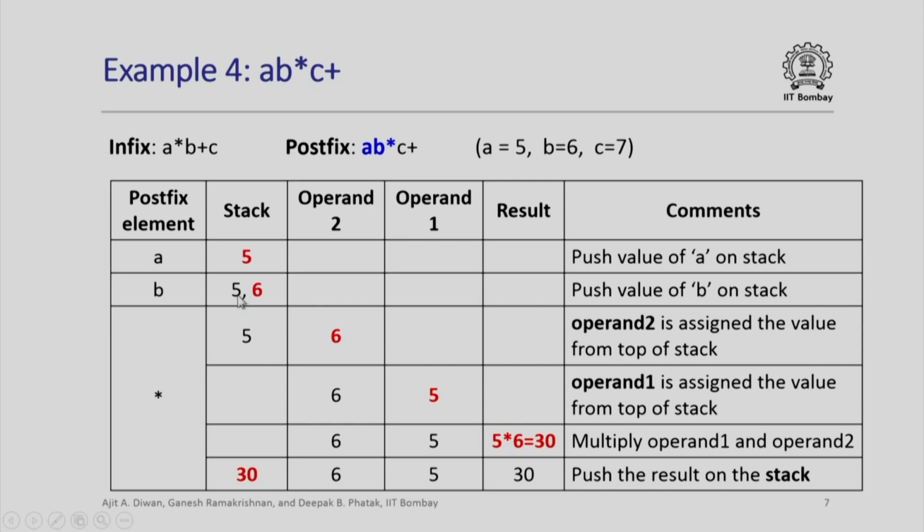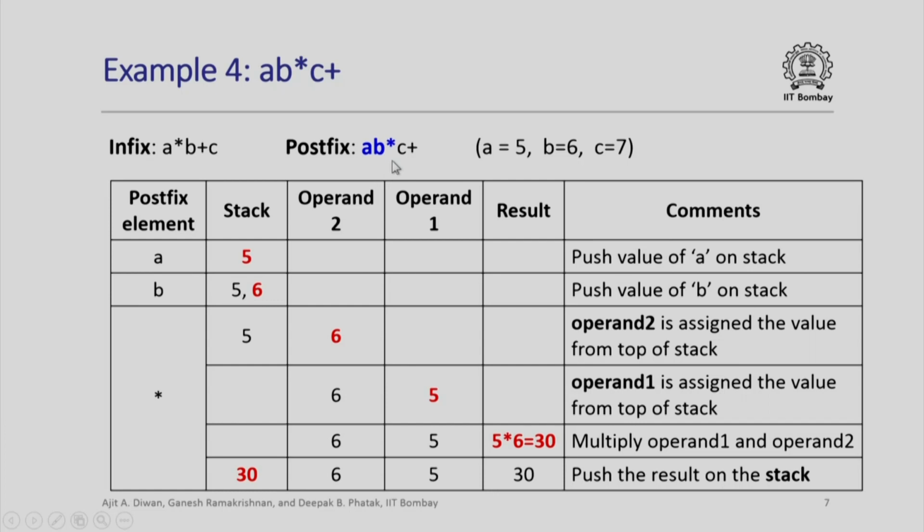stack. We have these two operands, they will go respectively to operand 2 and operand 1, and this operation will be performed resulting in a value 30. This multiplication result value 30 will now be pushed onto the stack. Note that on the stack we have only this value 30 now, nothing else. That is because we have traversed up to this point.